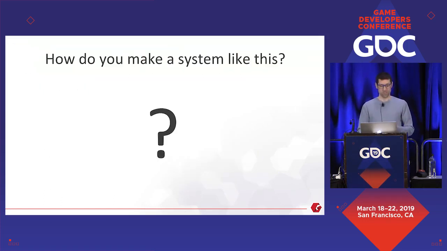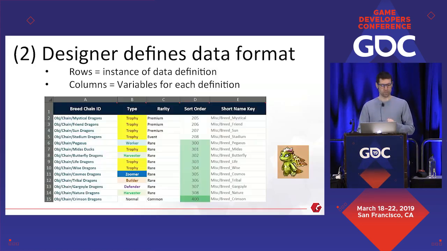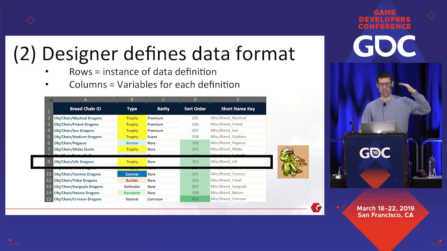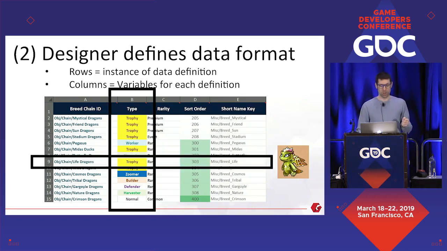So how do you set up a system like this? It's fairly easy to implement. First, the designer creates a spreadsheet and then defines the data format. And here's an example. This shows data for the dragon breeds in Merge Dragons. And we usually use a format where each row is a definition of a thing. In this case, each row is a different dragon breed. And then each column is a variable within that definition. So at the intersection, for example, you can see the life dragons are a trophy type dragon.